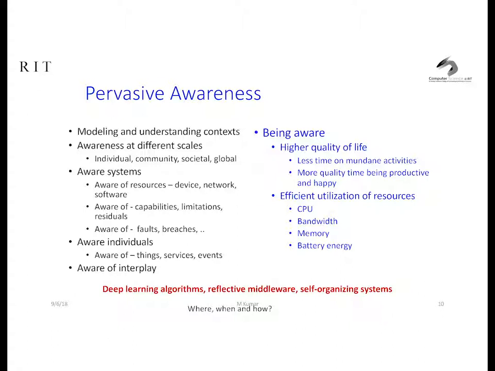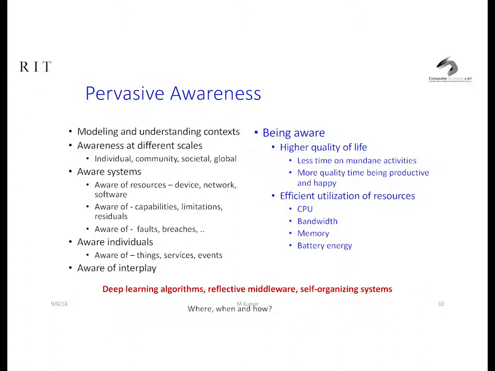So context, location is a context. The number of people that are here in this room is a context. For example, if you want to adjust the air conditioning based on the number of people in this room, you need to know the context. How many people are there? What is the outside temperature? And how much energy do I need to consume? All those contexts are needed to determine what will be the temperature of this particular room. So context is very important to pervasive computing.